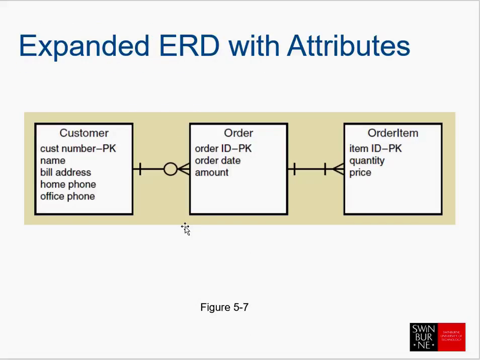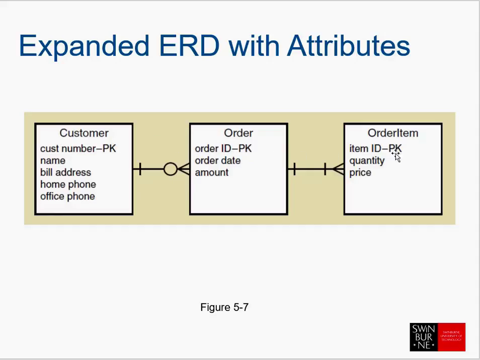So this example gives you an idea about entities and attributes. We are using UML type of symbols to model entities. So we have the customer entity, the order entity, and the order line item entity, and each entity has a set of attributes, and we have identified the primary or main key for each entity.